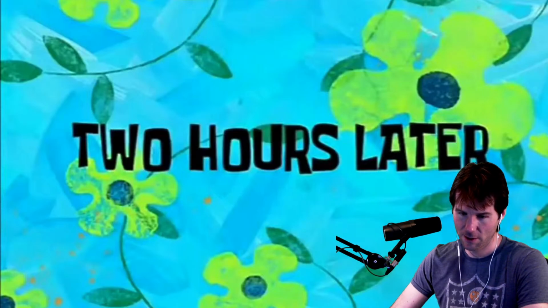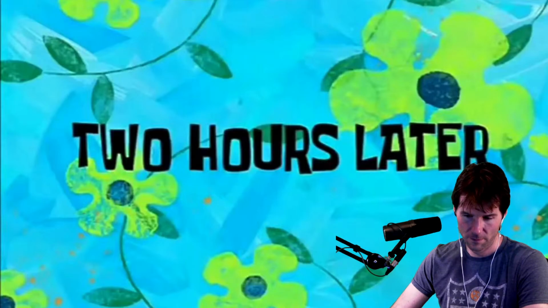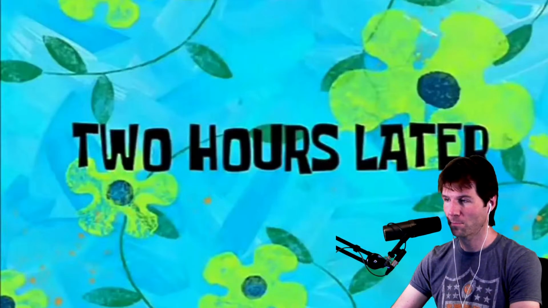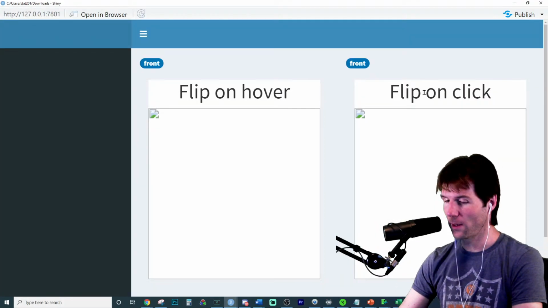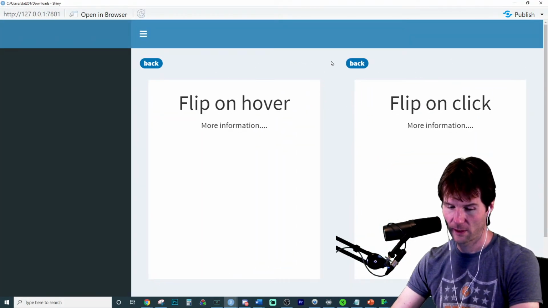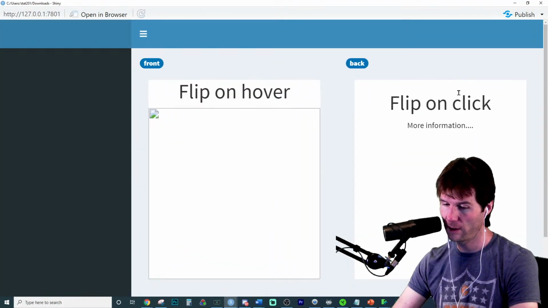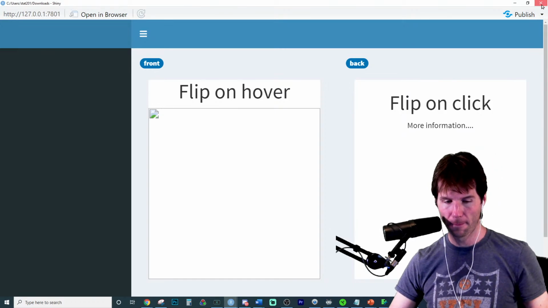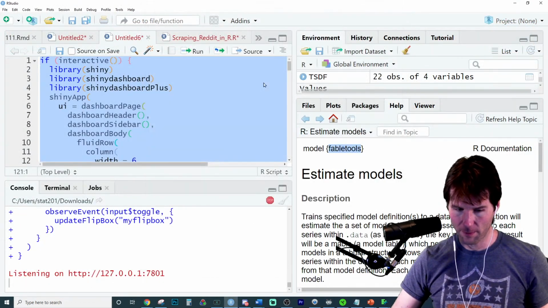Okay, let's see. Oh my gosh. Okay. Good to go. It doesn't have the images, so I'm just a little worried. This one is a hover, and this one's a flip on click. And so, more information. Okay, so let's try to put some stuff into here.